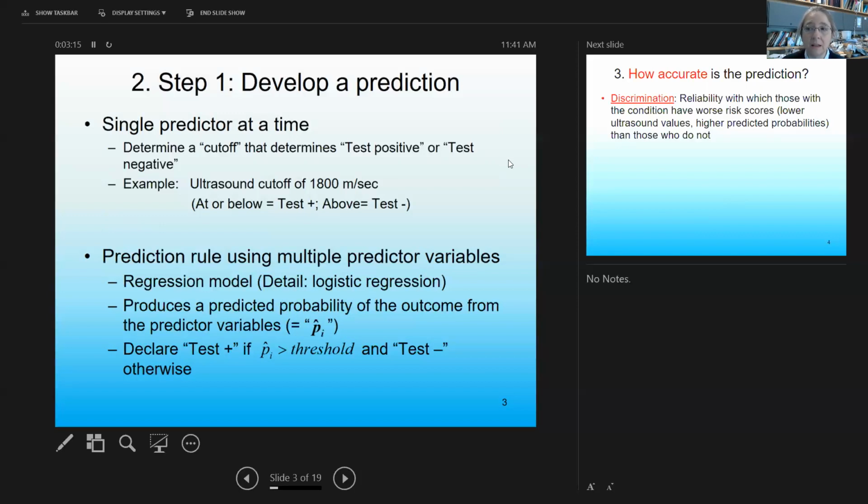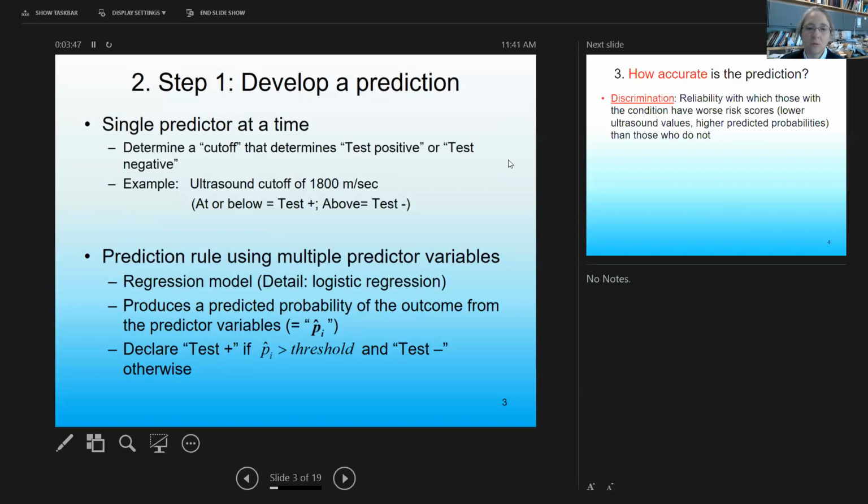At or below that value, declare that the individual has tested positive, and above that value, declare that they have tested negative. Now, usually we would be interested in building a prediction rule using more than one predictor variable at a time. And to do this, people typically would use a regression model. As a detail, we would need to use a regression model appropriate for binary outcomes. Logistic regression is such a method, but that's not something that I believe will be covered in this conference.